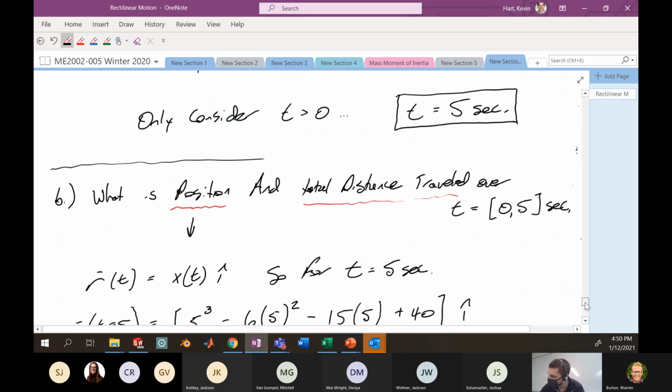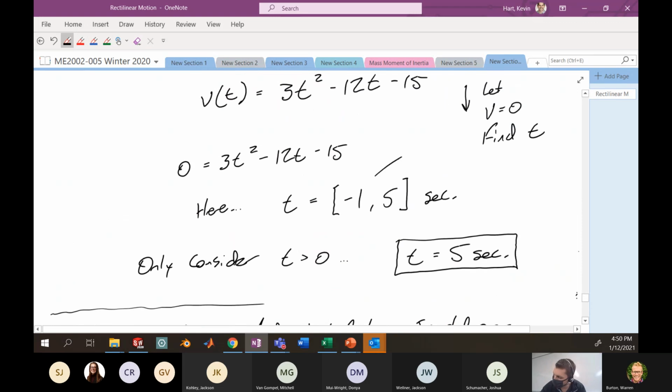So since we know from A that the particle only changes its velocity direction at -1 and 5 seconds, the distance traveled between t equals 0 and t equals 5 has to be the total distance traveled. I'll write that in words.